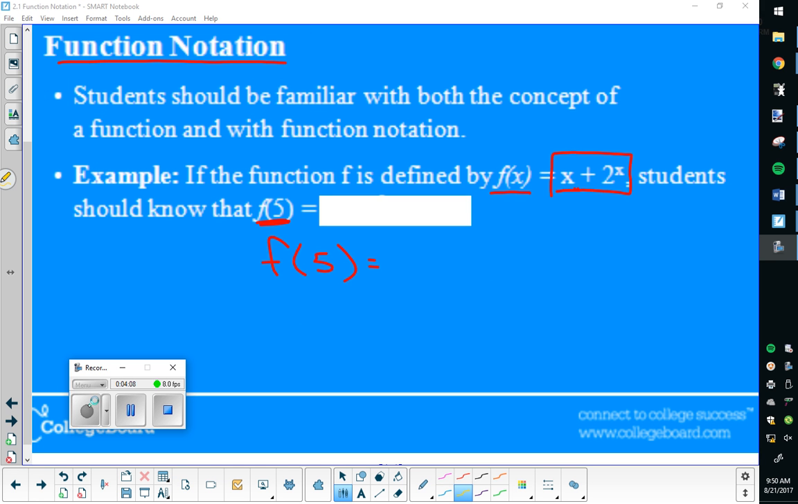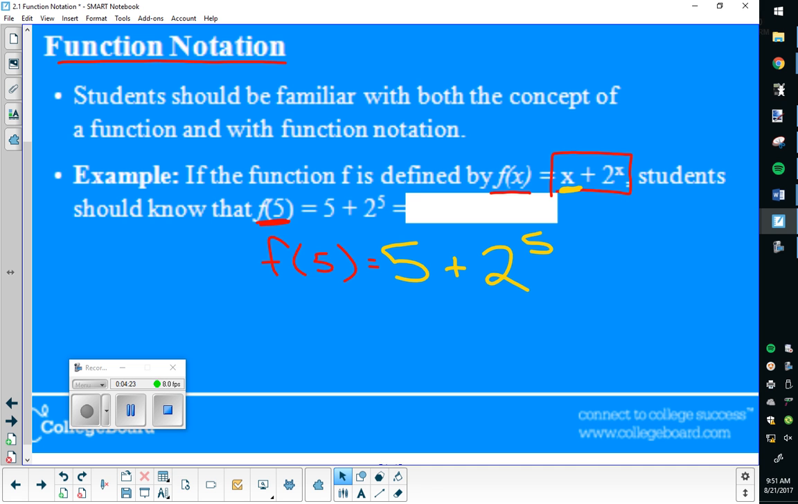Okay, f of 5 equals, instead of x, what am I putting in there? 5 plus 2 to the 5th. The 5th goes as my exponent. Okay, all I'm doing is plugging in 5. There's nothing fancy about that. That's exactly what they want you to do. They want you to be able to plug in.